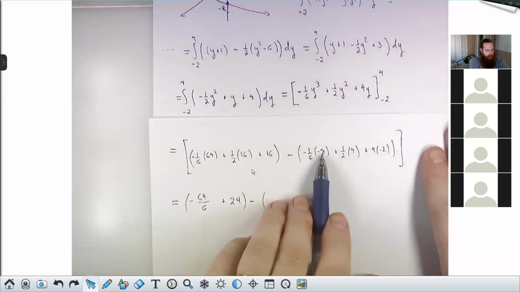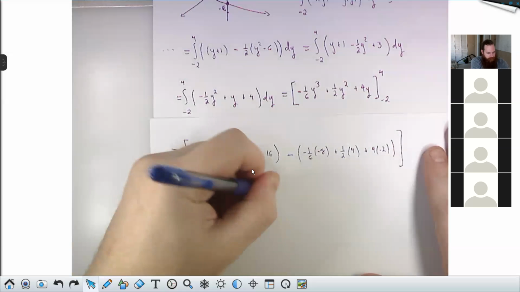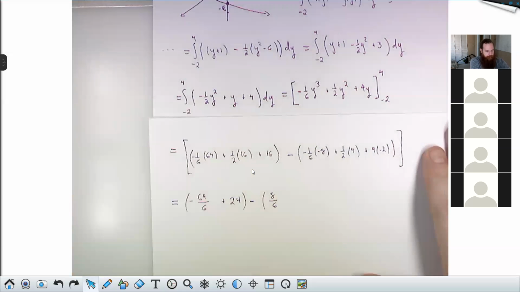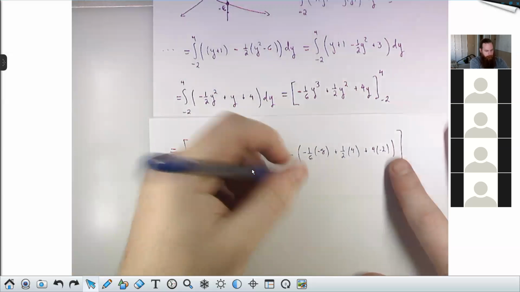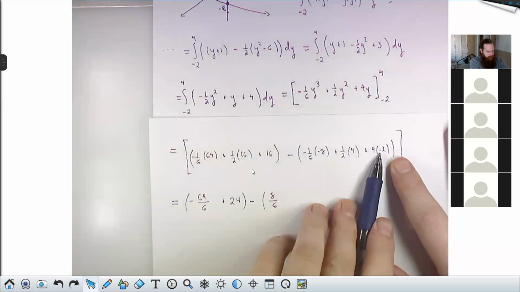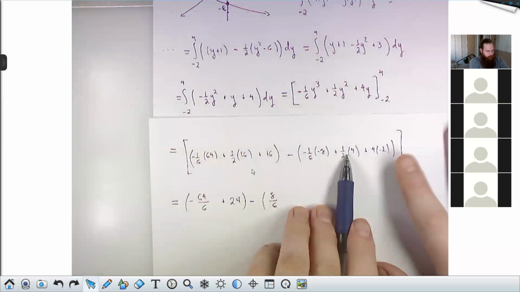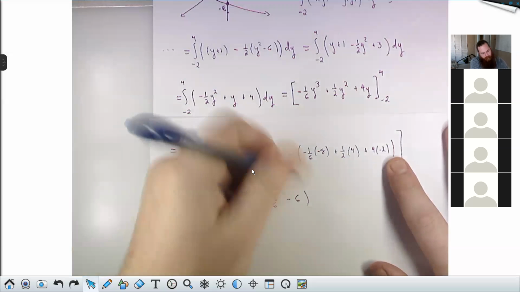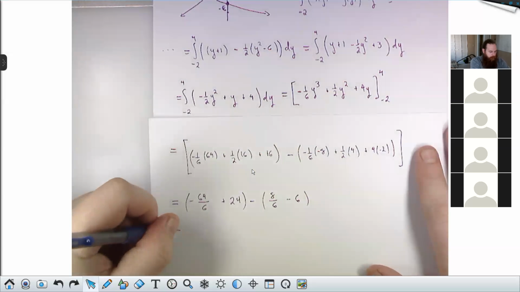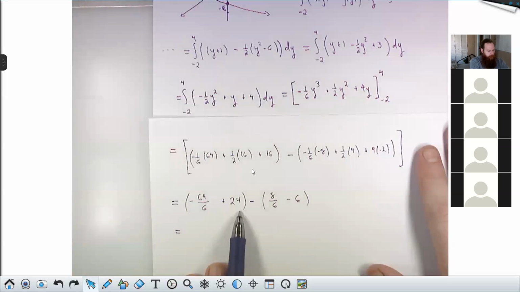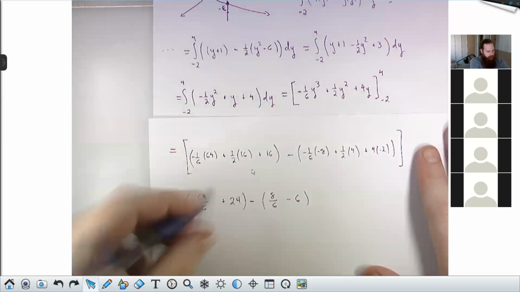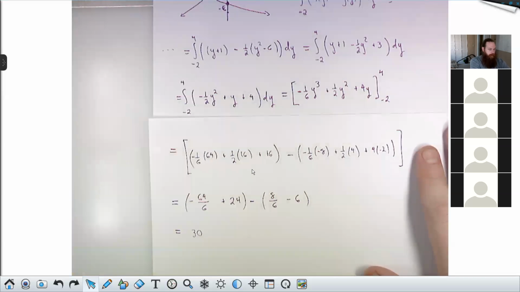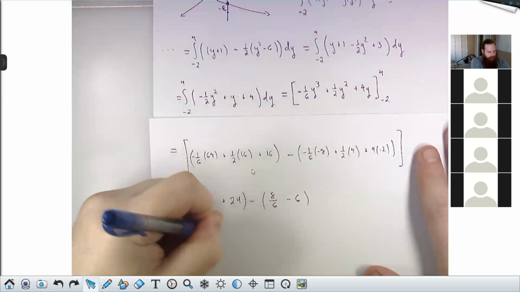So this will be negative 8 times negative 1/6 is positive 8/6. 1/2 times 4 is definitely 2. And this is a negative 8. So this will be a plus 2 minus 8 is minus 6. And then we can combine everything together. So I'll have 24 minus negative 6 is 24 plus 6, that's 30. And then I'll have negative 64/6 minus 8/6. That's negative 72/6.